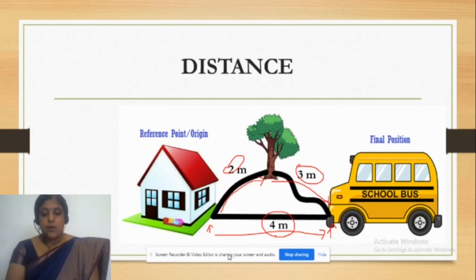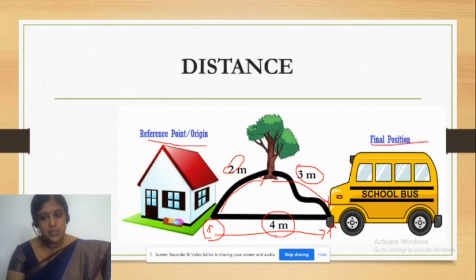We always describe the location of an object by a reference point or origin. So in this figure, what is the reference point or origin? It is the house of the student. And what is the final position? It is the school bus. I hope you understood, students. What is distance? Distance is the total length of path covered by an object from initial position to final position.